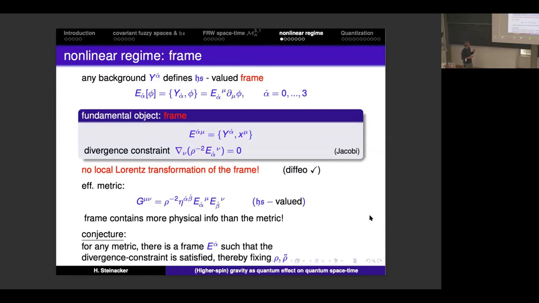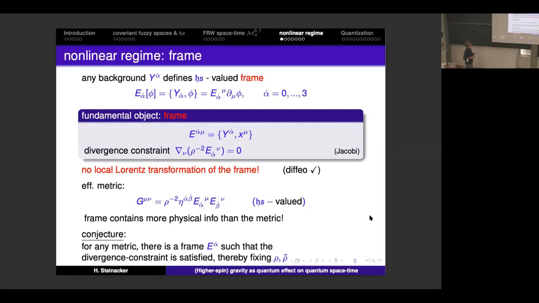So this is an identity which basically comes from the Jacobi identity of the symplectic structure. So that's what you usually don't expect. There are no local Lorentz transformations on the frame. You shouldn't think of a frame bundle here. These are in some sense gauge fixed frames that you get here. That's just the way they come out.